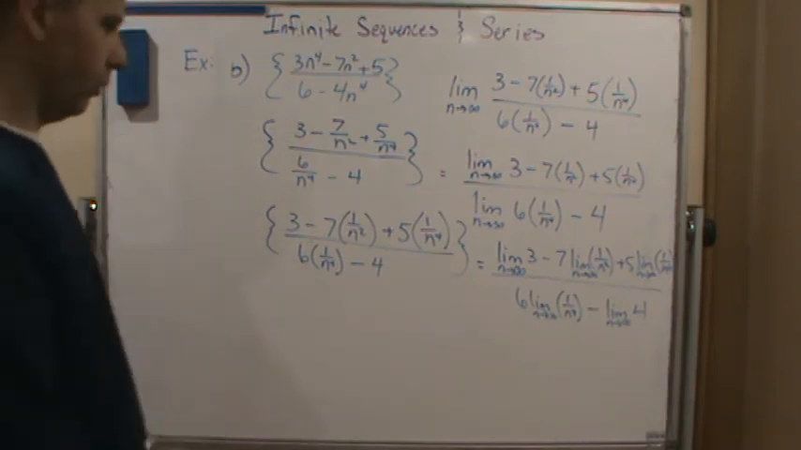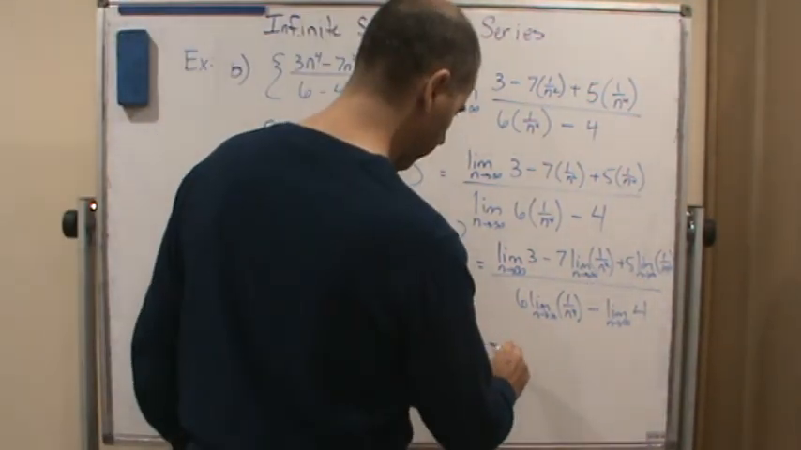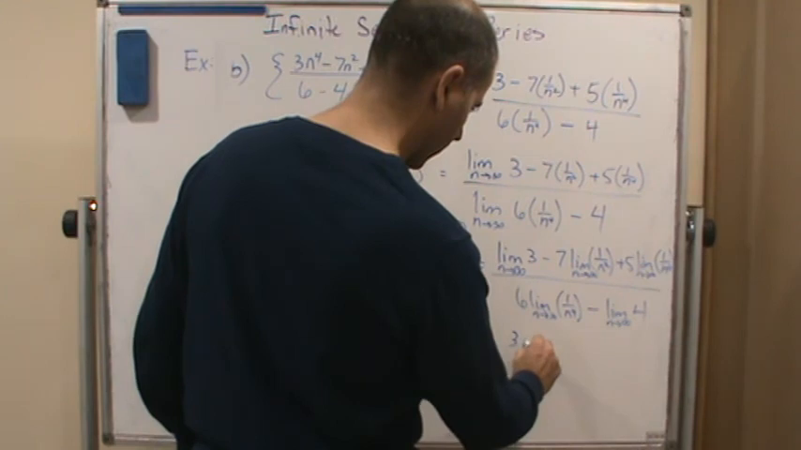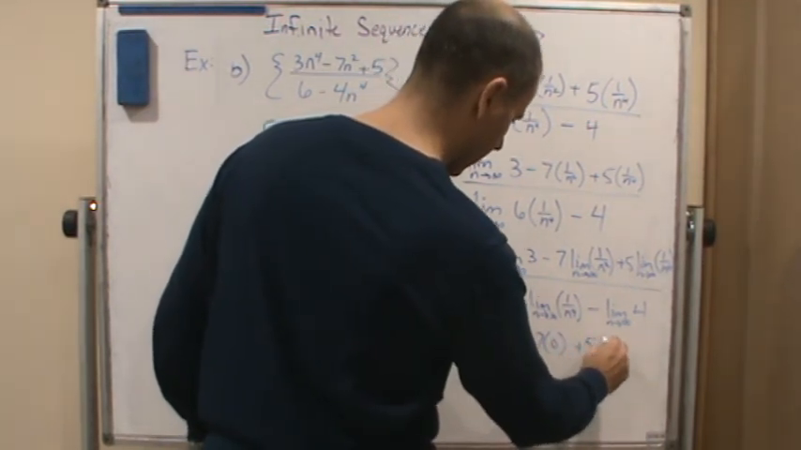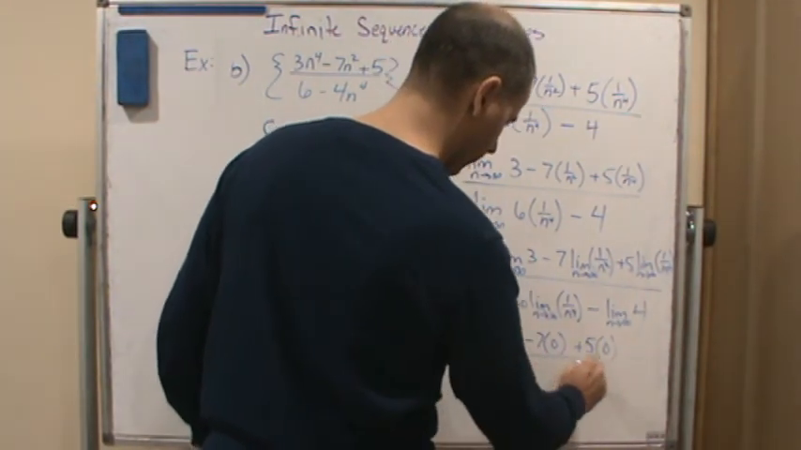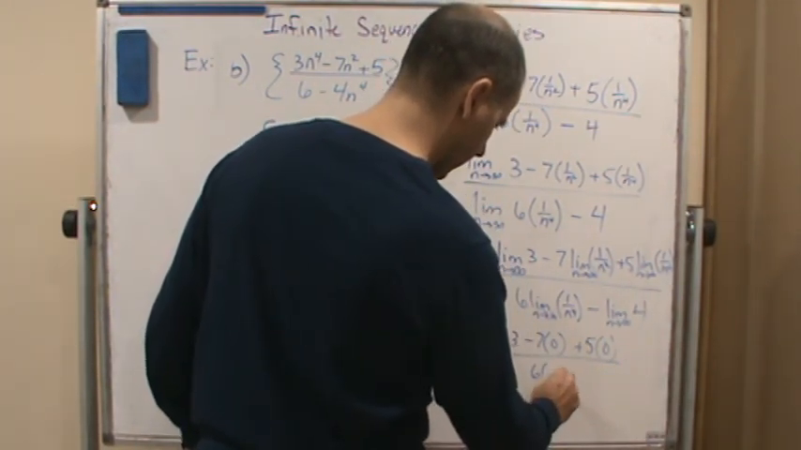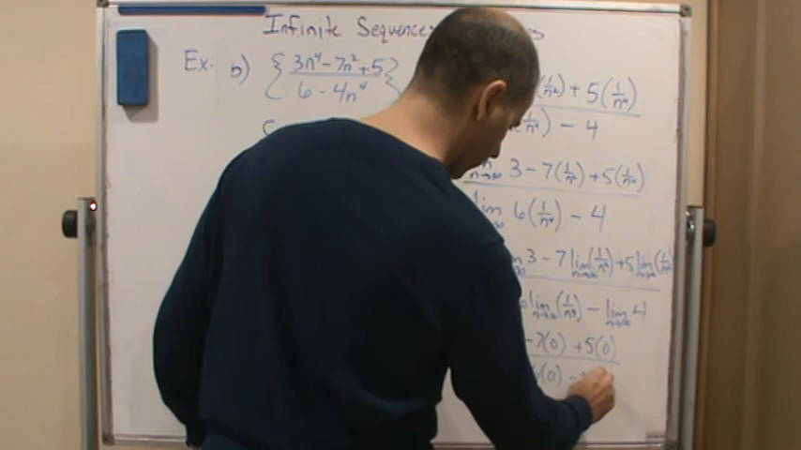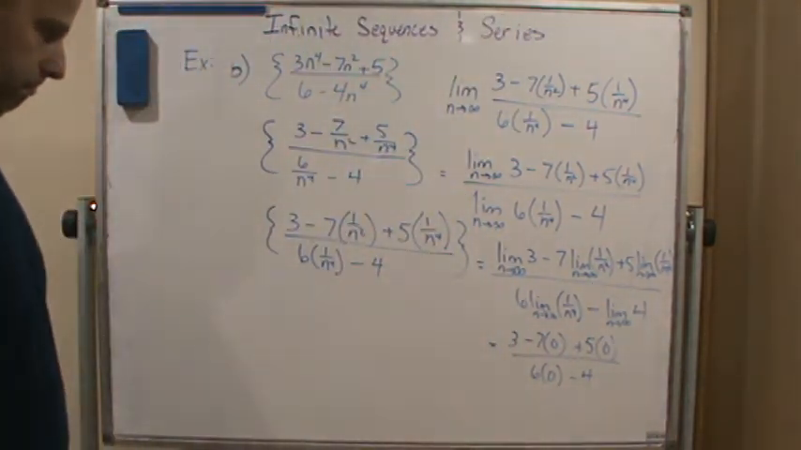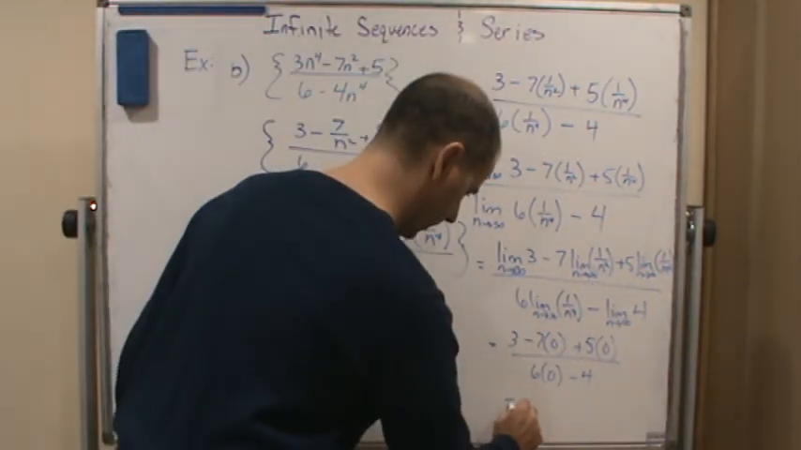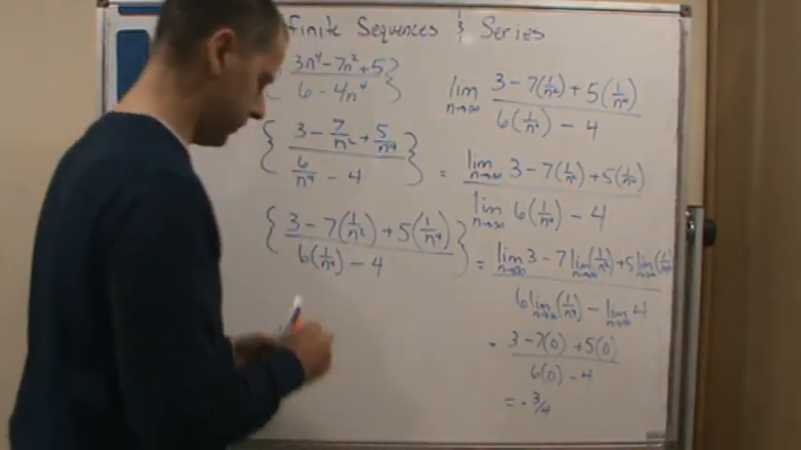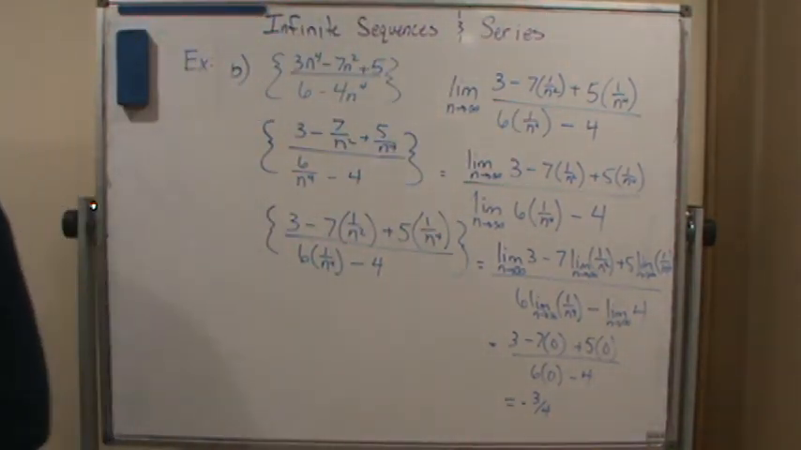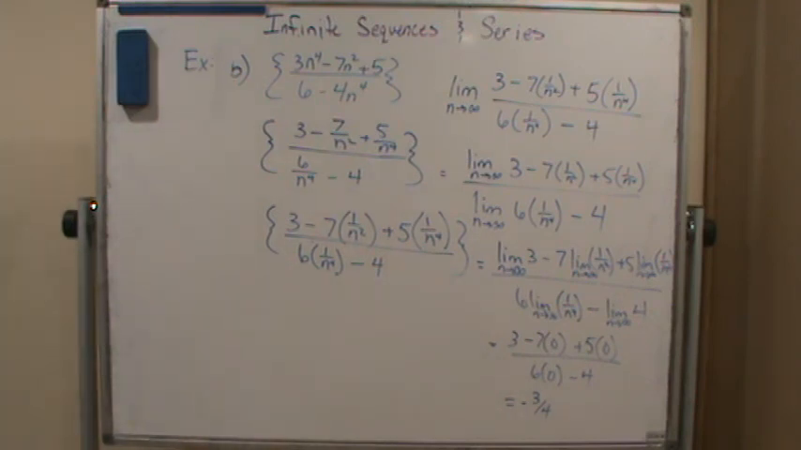Okay, well, what does this give us? This gives us 3 minus 7 times 0 plus 5 times 0 over 6 times 0 minus 4. And so we get exactly what I said we were going to get, and it's negative 3/4. So this does converge, and it converges to negative 3/4.